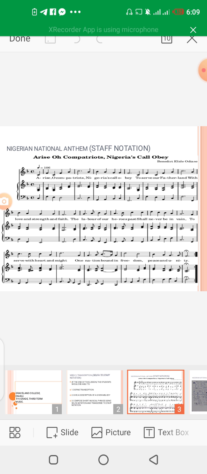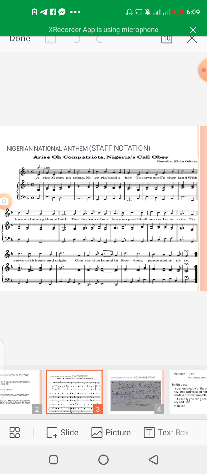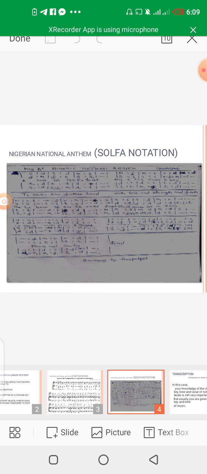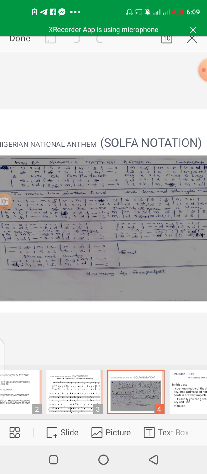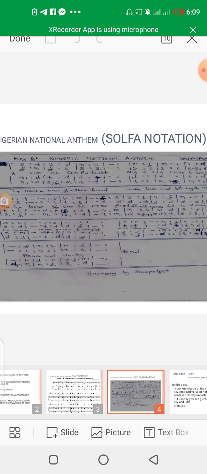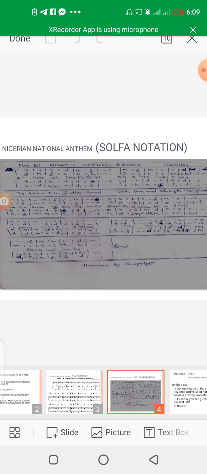Now, this is the staff copy of the Nigerian national anthem. Arise, O compatriots. So now let's look at the solfa copy. This is the solfa copy of the Nigerian national anthem.